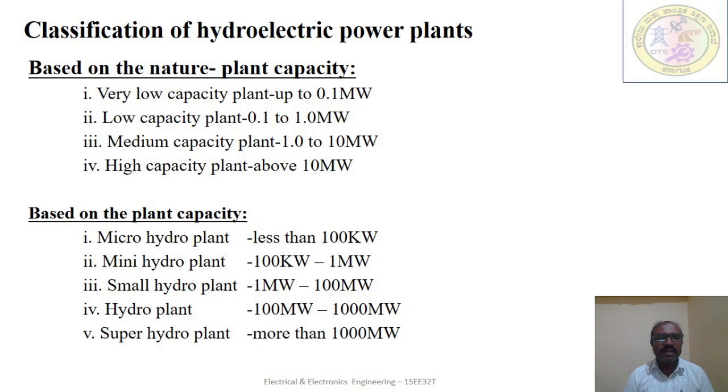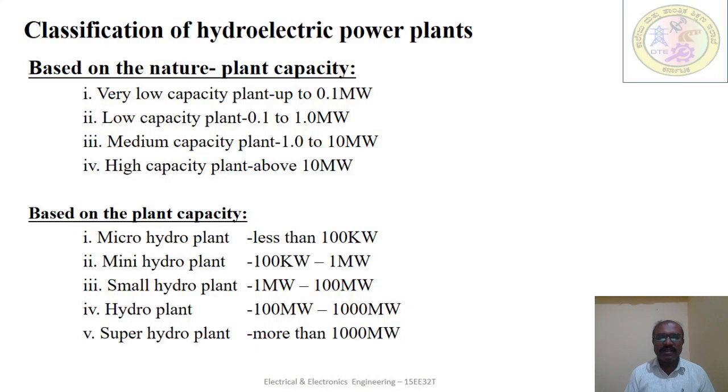If we see the classification based on plant capacity, it can be understood easily as micro hydro plant, mini hydro plant, small hydro plant, medium hydro plant, large hydro plant. First we will see a large hydro plant. If the generation capacity exceeds 100 megawatt, it is considered a large hydro plant. And usually these types of plants feed directly into a large grid.